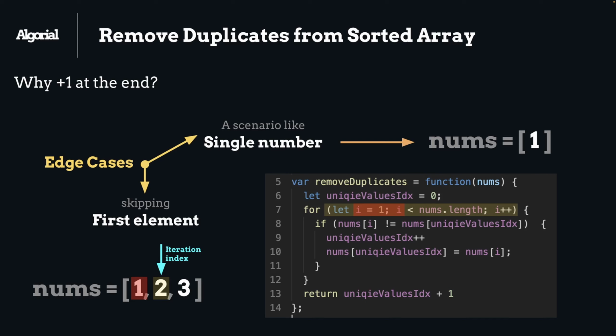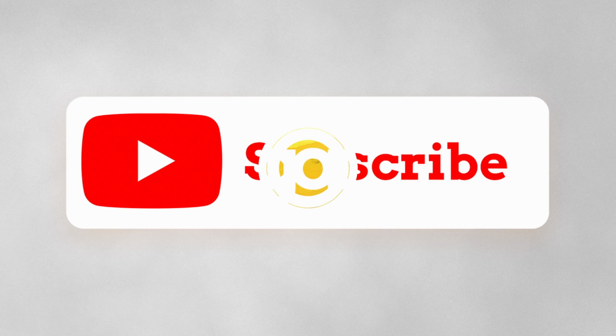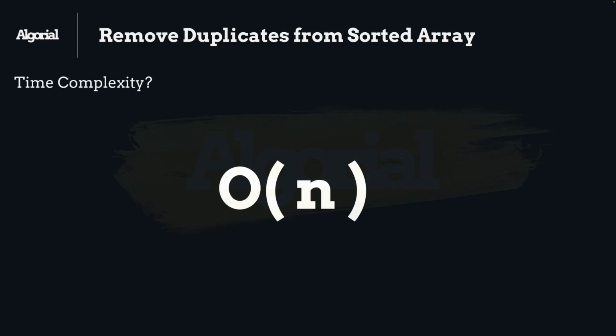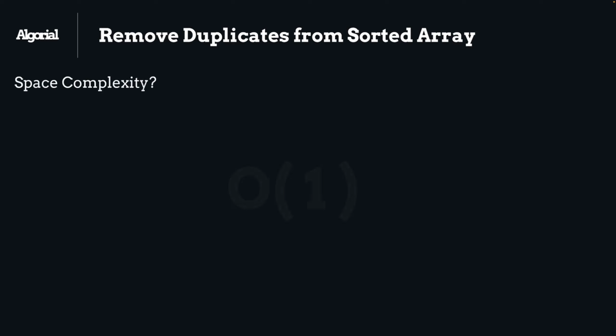Now let's talk about time and space complexity. For time complexity, we will have O of n, where n is the number of elements in the array. We have to finish iterating the array before returning the index that our uniqueValuesIdx variable holds for us, because who knows, maybe we find another distinct value at the very end of the array. For space complexity, it will be O of 1 because we just created a variable and everything else happened in place. The replacement of elements, I mean.